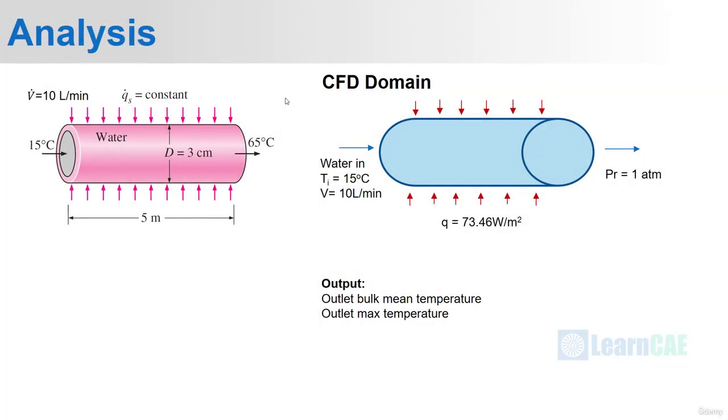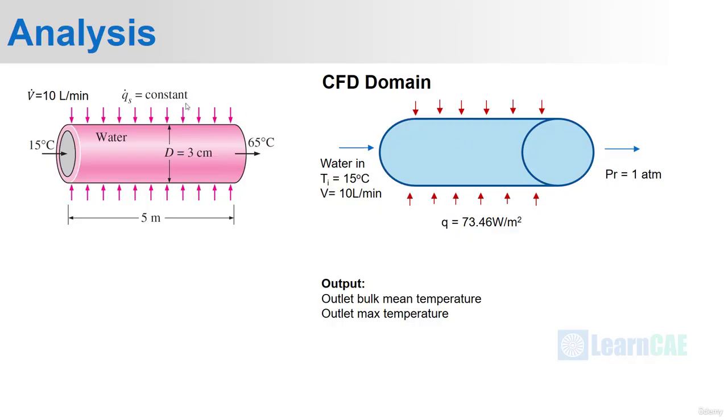Hello all, welcome back. So this will be the CFD domain for this problem. We'll have to create a cylindrical domain. Here the water will be entering at 10 liters per minute at 15 degrees Celsius and it will be leaving the exit at the pressure of 1 atmosphere. We can assume this value.